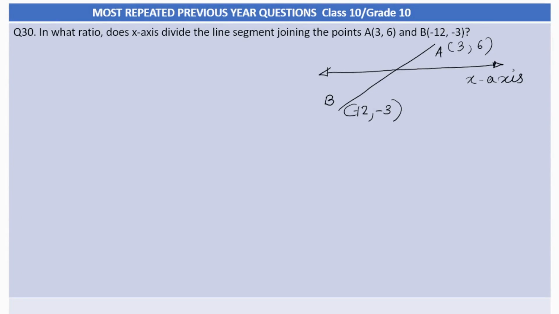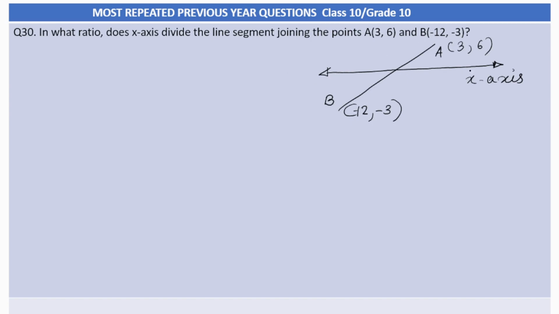Now let's start with this question. This is the last question of this series, the most repeated previous year question for grade 10. This question is asking, in what ratio does the x-axis divide the line segment joining the points A (3, 6) and B (-12, -3)?